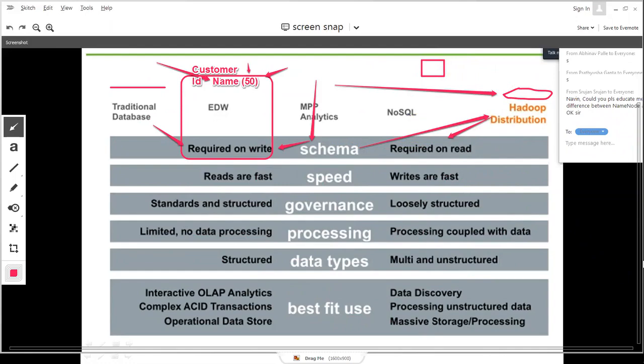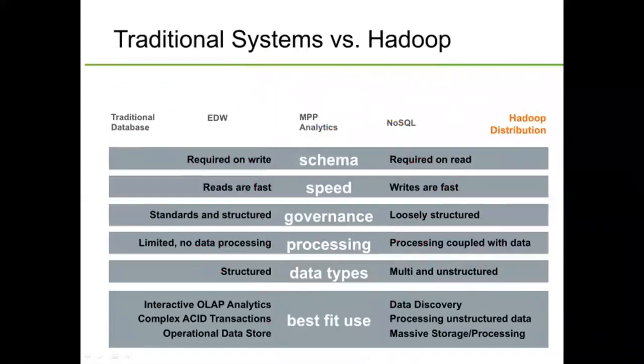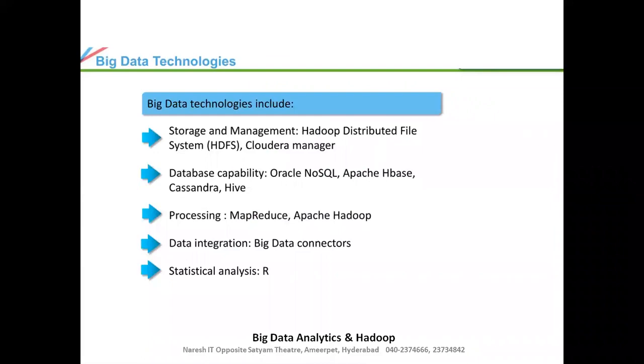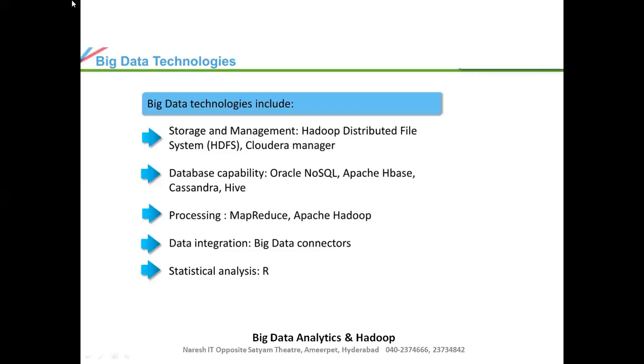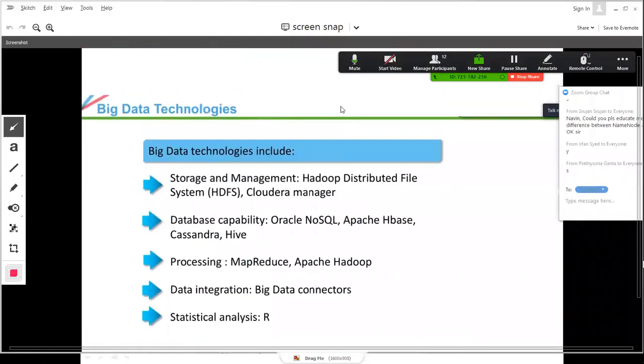Okay, great. So that's a touch of some of the differences between database and Hadoop. Let's see what we have here: big data technologies. Storage and management. What is HDFS, guys? HDFS can be thought of as the brain of Hadoop. I may have discussed this. So what is HDFS?